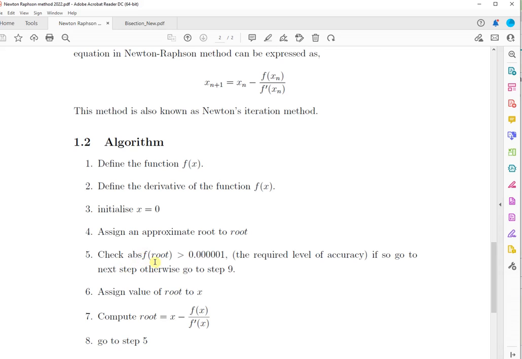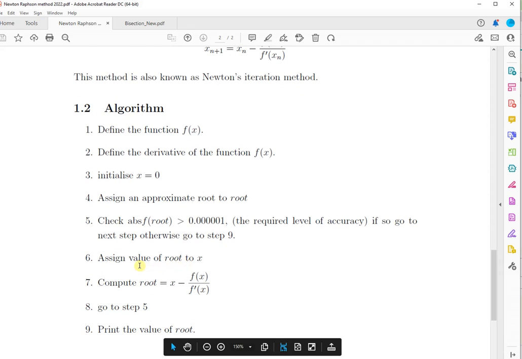Check whether the absolute value of f of root is greater than 0.0001. That means check whether this function, when the value of root is substituted in the function, is equal to 0. Sometimes we may not reach exactly 0, that is why we are taking a value very close to 0. If it is greater than this, we have to repeat the iterations. Otherwise we can take that as the solution, if it is that close to the solution. If the absolute value of f of root is greater than this value, go to the next step.